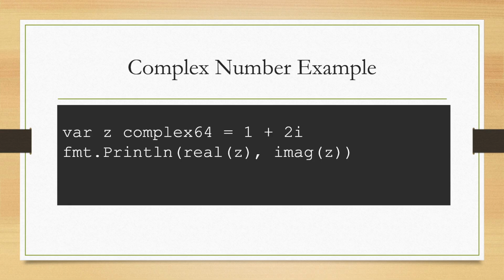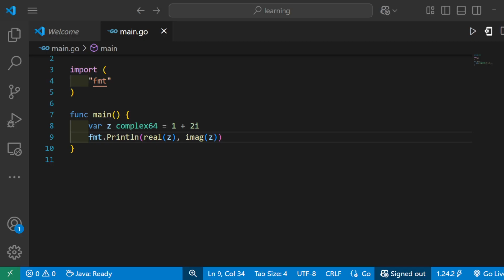Here we have defined one variable of type complex64 equal to 1 plus 2i. Now let's try to understand this code. Here we have a Go program that defines the complex number z with a real part of 1 and an imaginary part of 2 using the complex64 type.